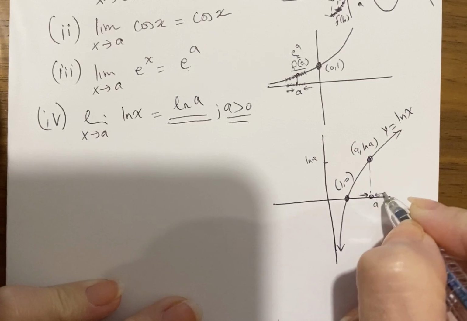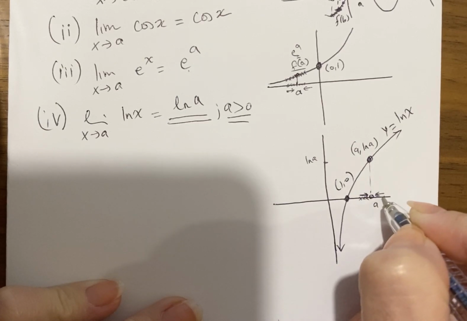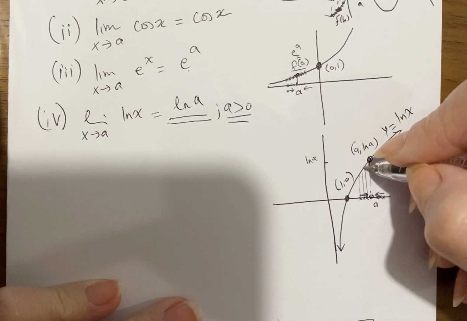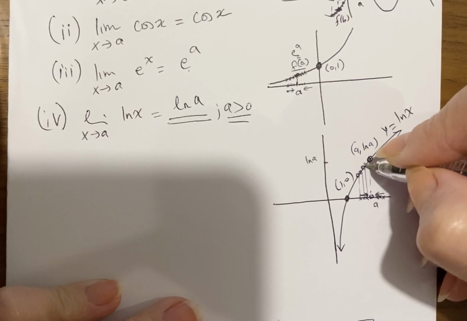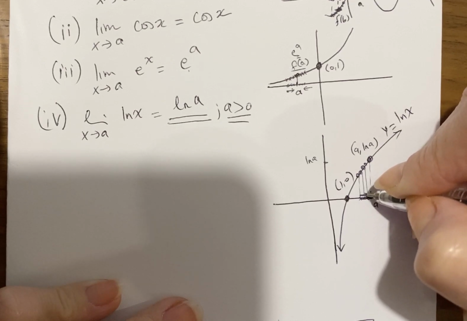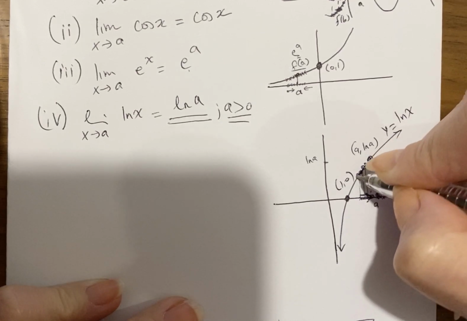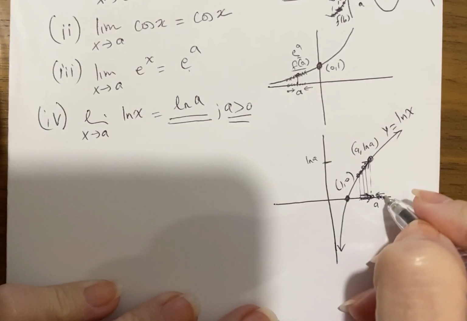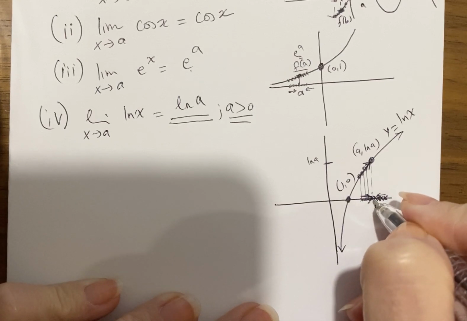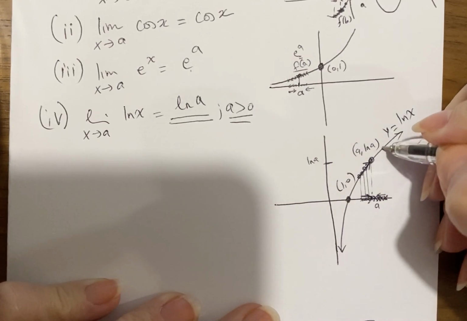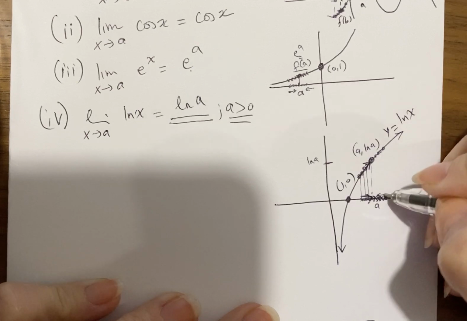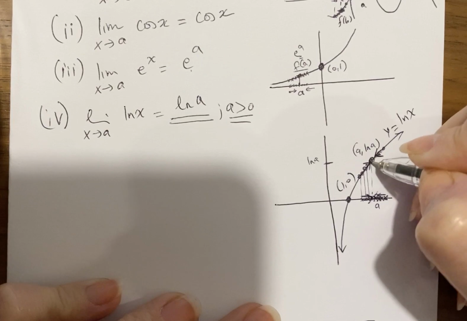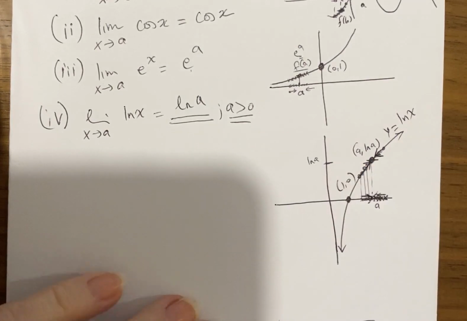And as I approach a from the left and the right, imagine here there are points approaching a. Then their images here, let's check the pattern of the images. Those are the images. What's happening to the images as I come closer and closer to a? The images are coming closer and closer to the number ln a. Similarly, if I look at the right neighbors and their images are here, as I come closer to a, the images are coming closer to this point, which is ln a.